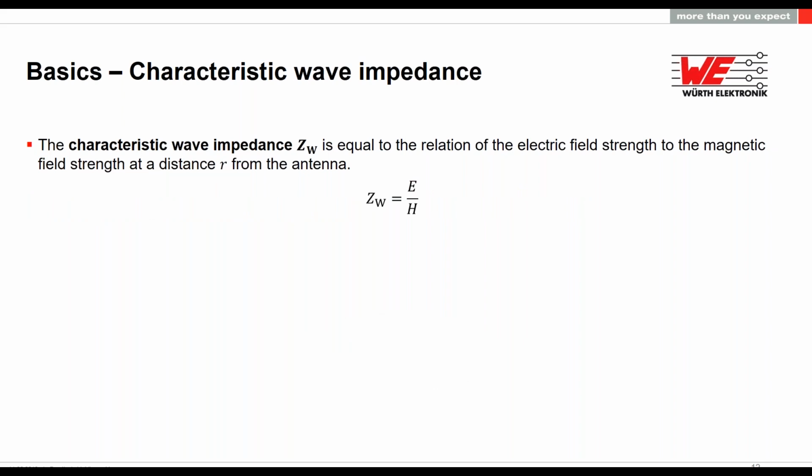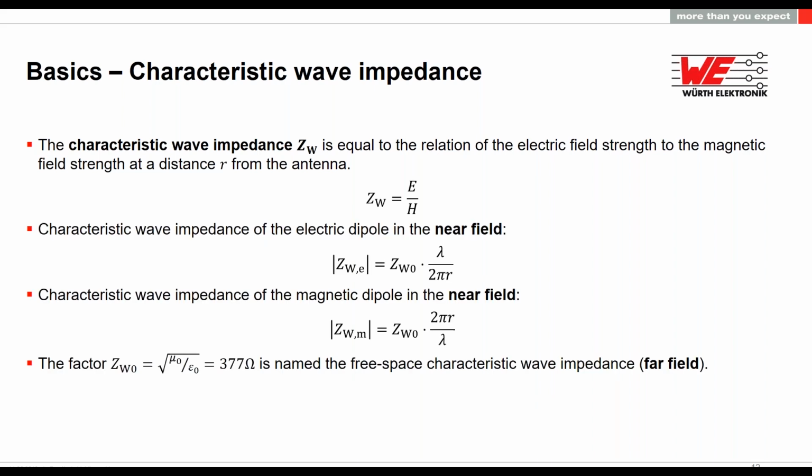The characteristic wave impedance is equal to the ratio of the electric field strength to the magnetic field strength at a distance r from the antenna. This is the relation and the wave impedance we can calculate from the wave. In the near field, here we have the formula.